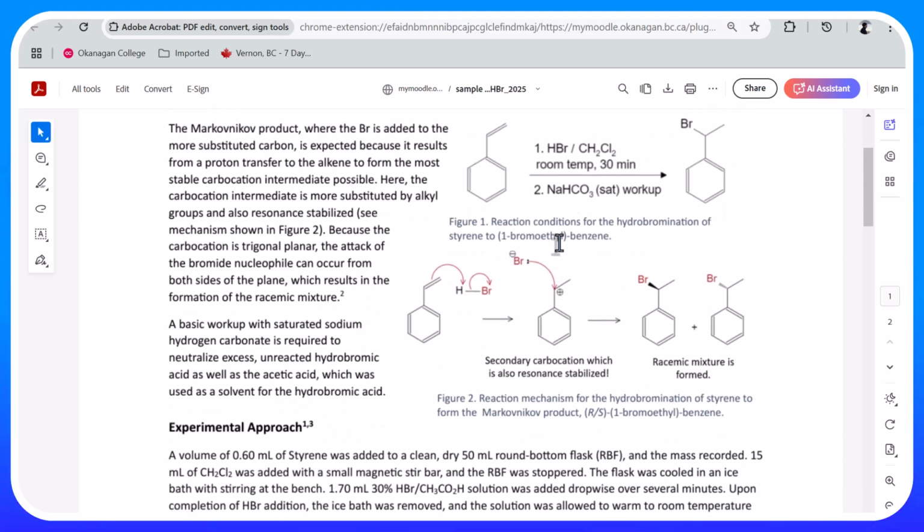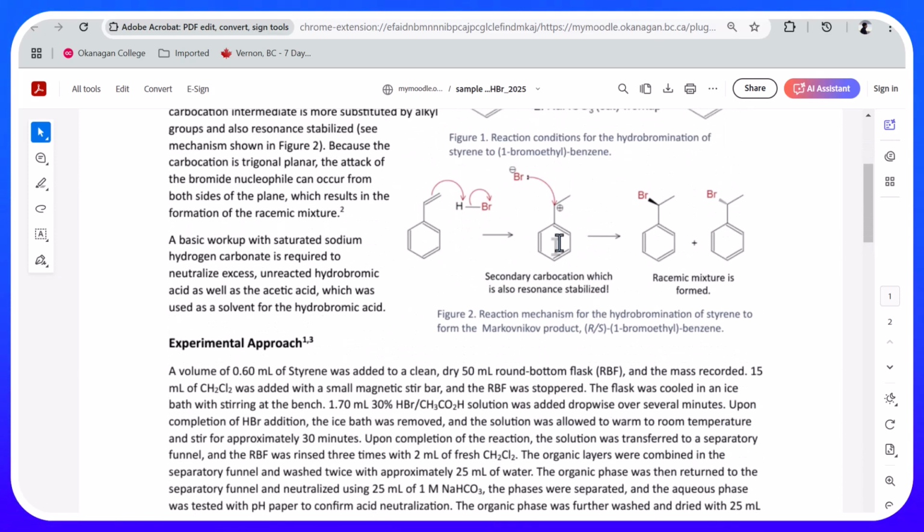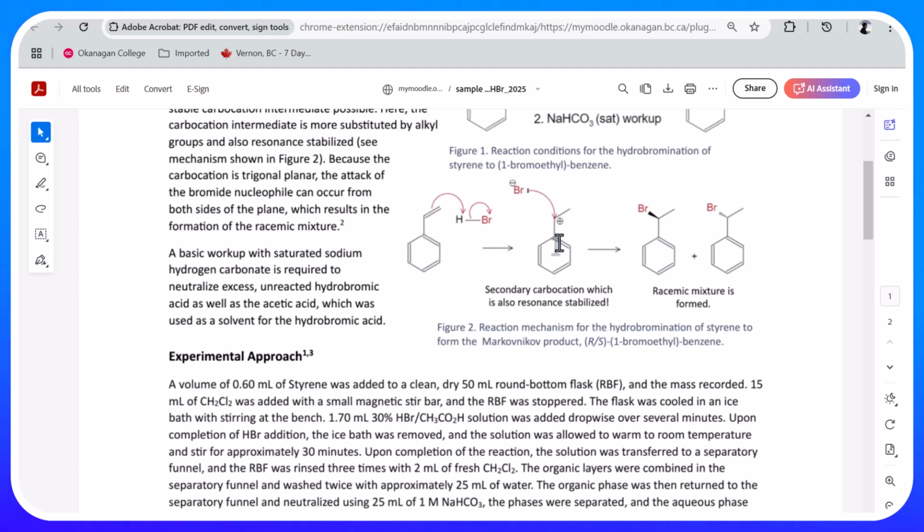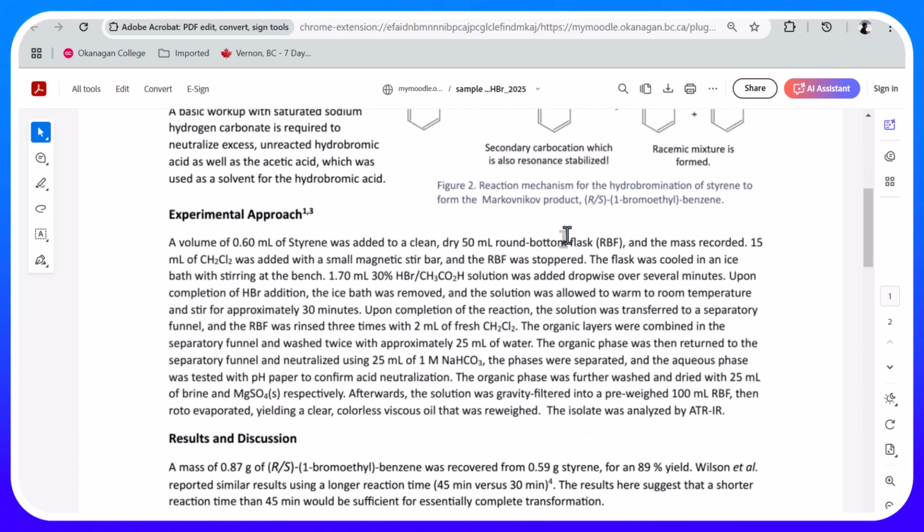If you're asked to write a mechanism, I ask you to use the draw software, either Marvin Sketch or the draw software associated with OpenOChem, which is my preference because I think you can do a very nice job using that. You still need to include an experimental approach.